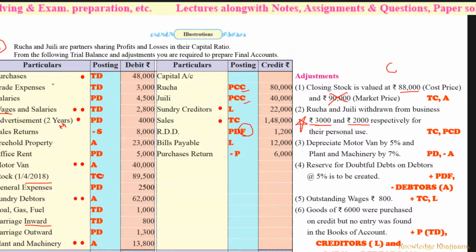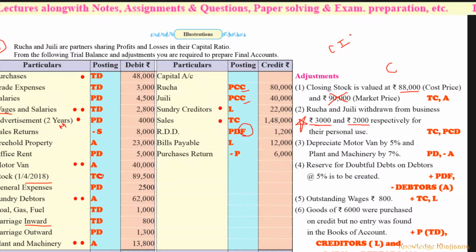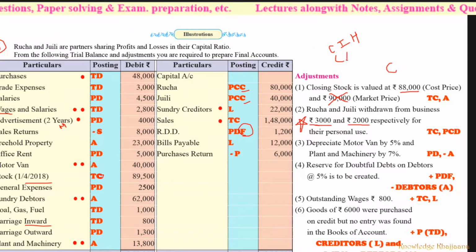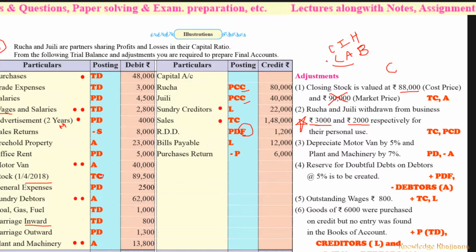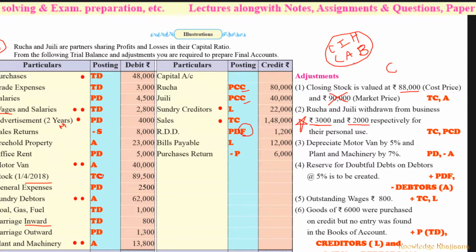No, there is no account of cash in hand or cash at bank. It means this amount, this value, is not withdrawn from cash in hand or cash at bank, because neither cash in hand nor cash at bank account is there in this trial balance. It is clear that they haven't withdrawn from these accounts. Okay, then from here they have withdrawn.